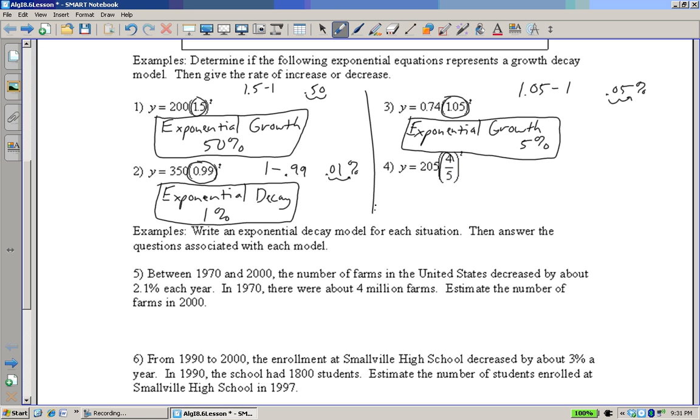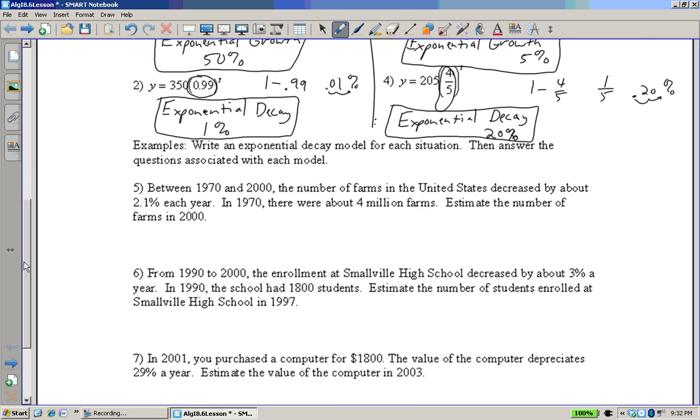And last but not least, we have a fraction here. Still the same basic idea. 5/5 would be 1, so 4/5 would be less than 1. This is going to be exponential decay, because again, it's less than the number 1. How much less than the number 1? Well, 1 minus 4/5 would yield 1/5. As a decimal, that would be 20 hundredths. Move the decimal over, and that's 20%. So just convert to a decimal and give a percentage. So exponential decay and a decrease of 20%.